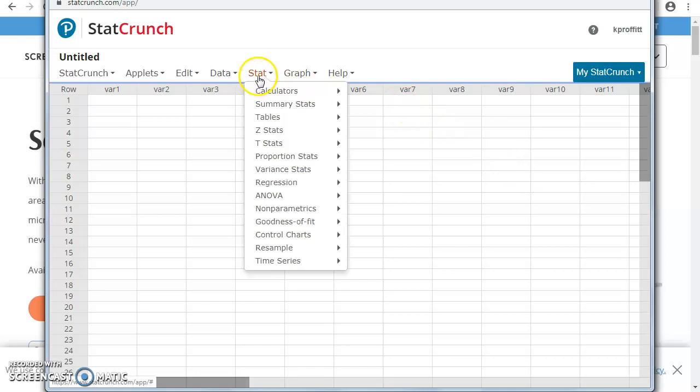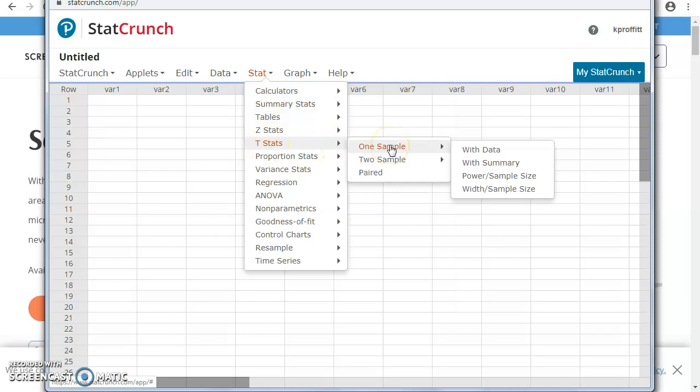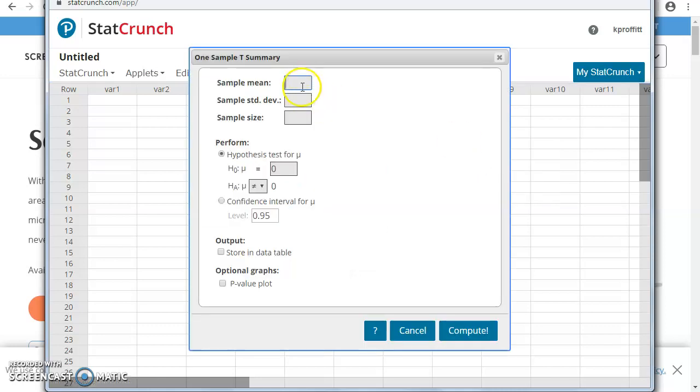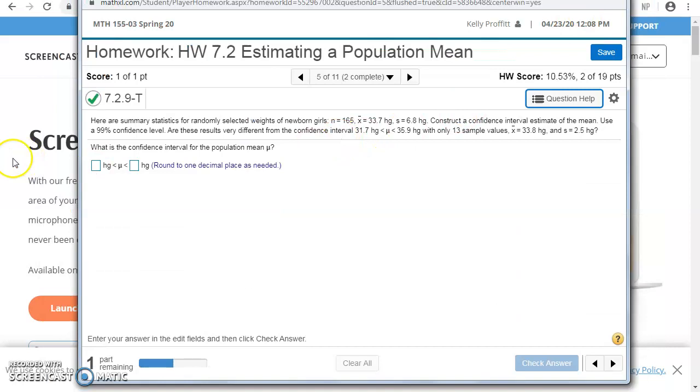Okay, and we're going to go to Stat. We're going to go to T Stats, one sample. We don't have the data, we have the summary of the data, so we're going to use with summary. Now they're asking you for the information that was given in the problem. The sample mean, let me go back. What was the sample mean? I probably should write this down. The sample mean was 33.7.